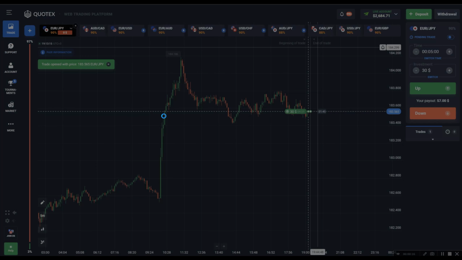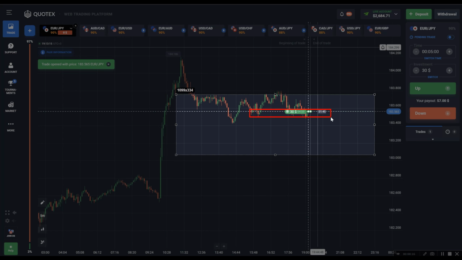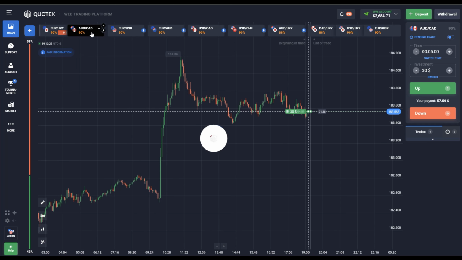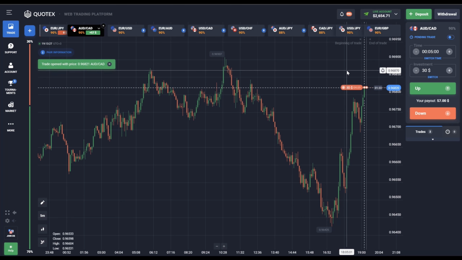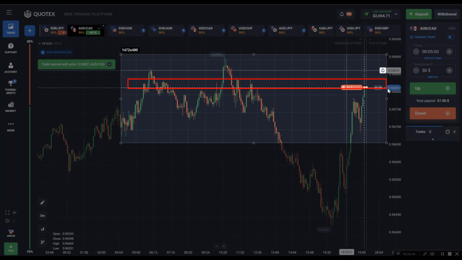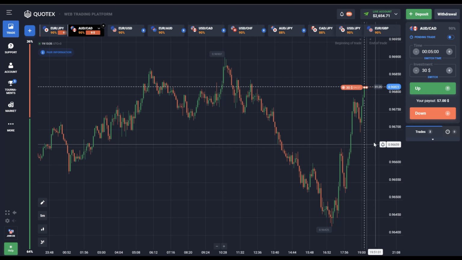Euro yen, I'll open a long trade right away. The price is in the support zone, the zone is clearly visible on the chart, and I'm opening the trade here for a rise. Australian dollar, Canadian dollar, a short trade. We have a resistance zone here where we can see several price reversals, and since the price hit this zone with strong momentum, it is a short trade.